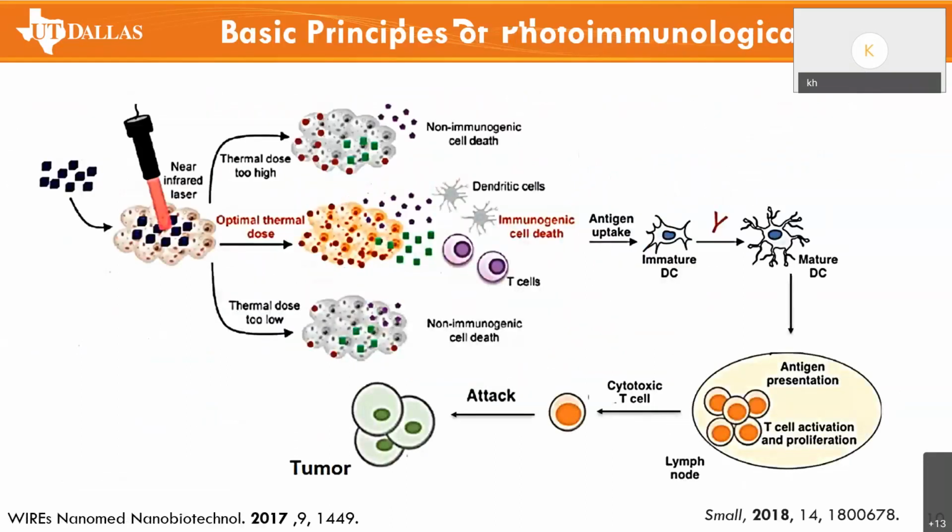Based on what I mentioned, we can say the necrotic cell death seems critical for inducing an immune response with PTT. Here, I'm just trying to show that after laser radiation, there are several pathways, but this is the optimal thermal dose that we want, that causes the activation of the immune system. This here, I'm going to just review quickly.